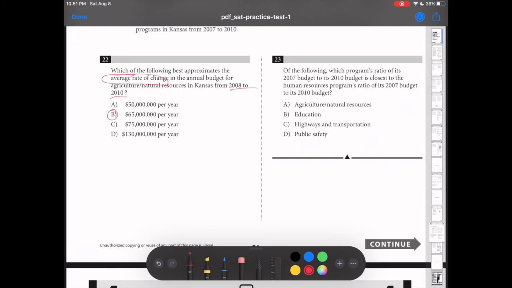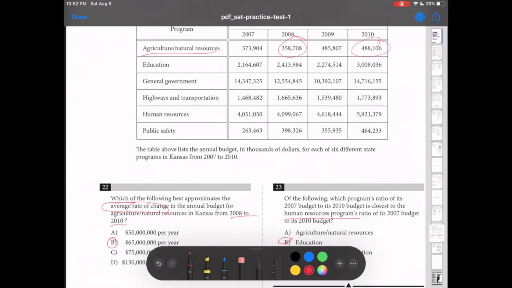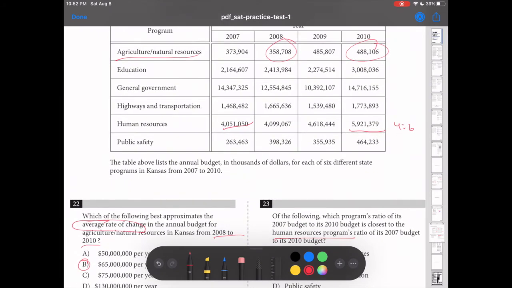Question 23, comparing ratios. What are we comparing it to? Human resources. So we're comparing to human resources. If we take a look at human resources, the ratio is about 2 to 3. So the only other choice that is similar is going to be B. If we take a look, human resources from 7 to 10, that's going to be about 4 to 6. And education during the same time has a similar ratio as well, from 2 to 3. That's going to line up perfectly.